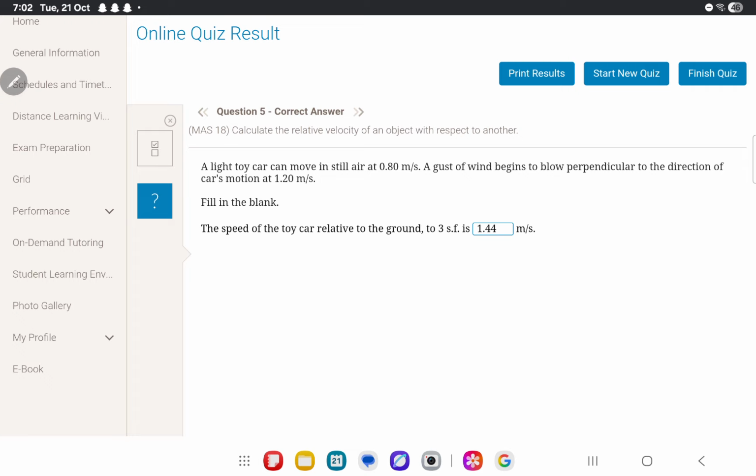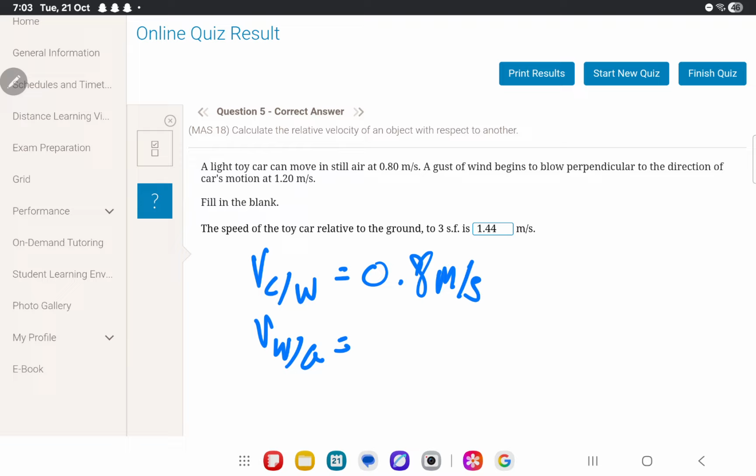Question 5. For this question, you start off by writing, so this is relative to the wind, right? This is relative to the wind because it's air. So V of car to wind is what? 0.8 meters per second. Now the velocity of the wind to the ground, because the wind is always going to be relative to the ground, right? It's going to be 1.20 meters per second. So now you can express this in terms of i and j, right? Because they're perpendicular to each other.